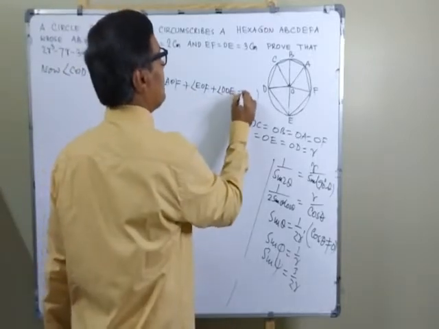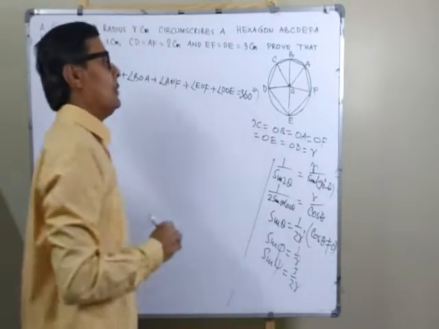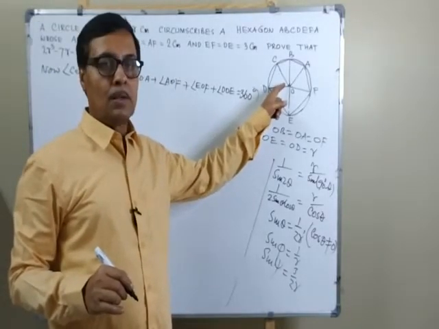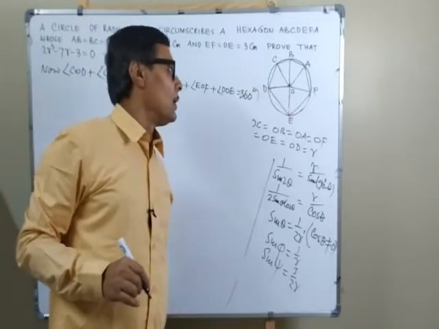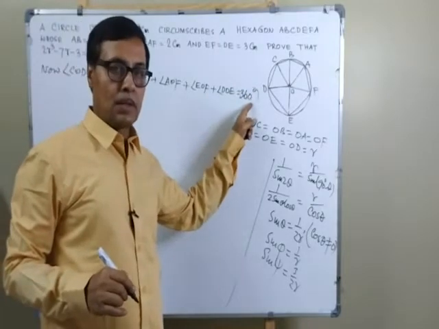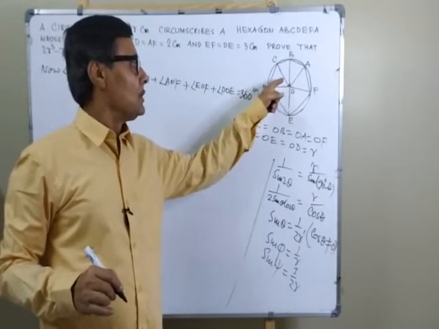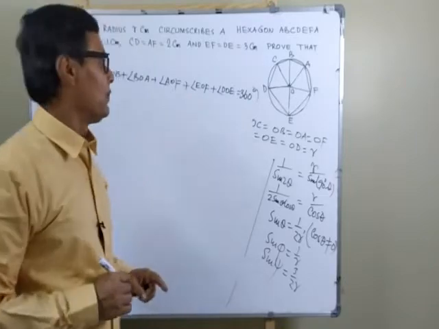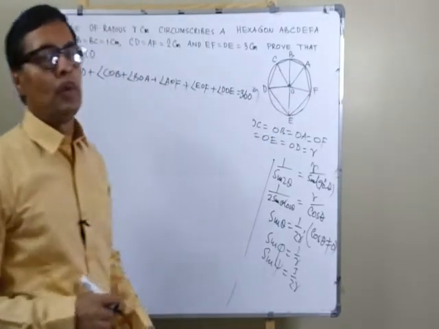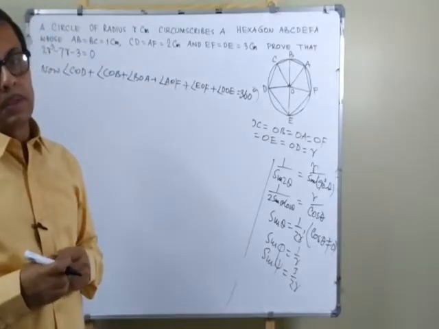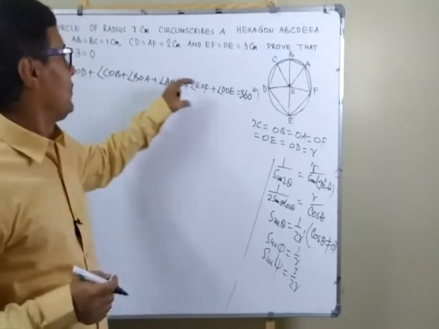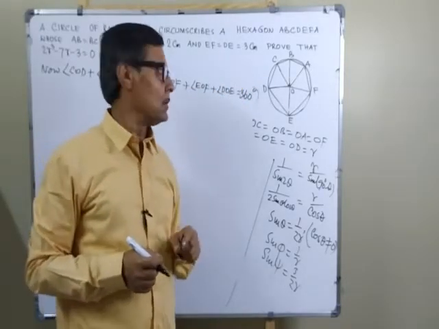to 360 degree, because these are 6 angles subtended at the center O. The sum of all these angles is 360 degree, because the angle surrounding the point O is 360 degree. So the total sum of these 6 angles is 360 degree.